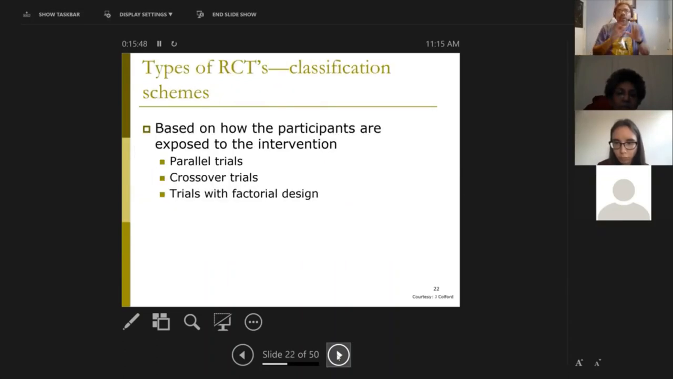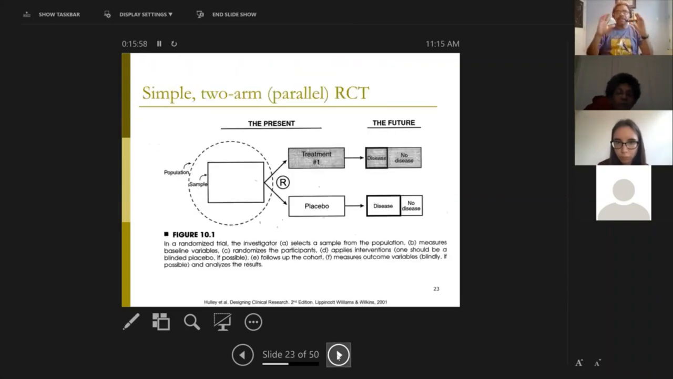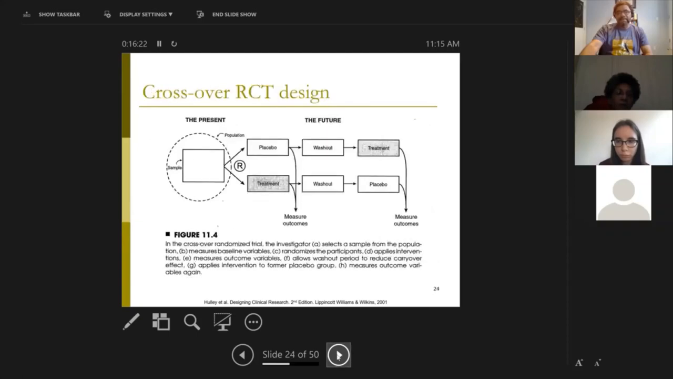And then in terms of how you classify RCTs, you can also classify them on how exactly people are exposed to treatment versus placebo. This is a classic, simple, two-arm parallel RCT, and you've seen that before. So hydroxychloroquine, remdesivir are all examples of this. You have a treatment arm, you have a placebo arm, you randomize people to the two, and you follow them up for the outcomes that you care about, right? This is the most widely used RCT design, a simple two-arm parallel randomized control trial.